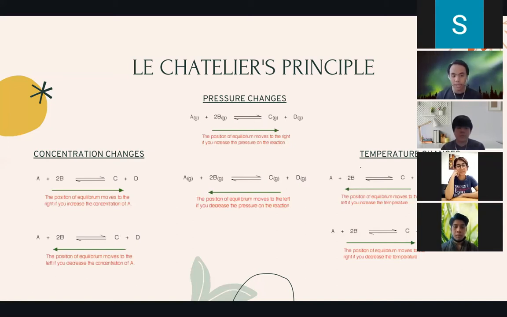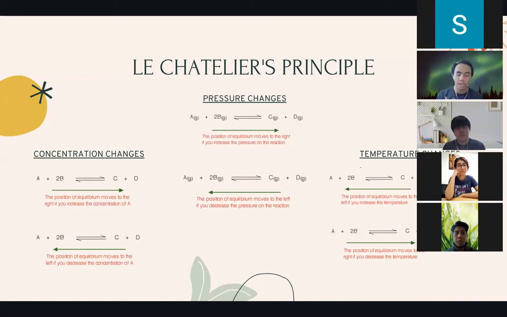The pressure is caused by gas molecules hitting the sides of their container. The more molecules in the container, the higher the pressure will be. The system can reduce the pressure by reacting in such a way as to produce fewer molecules. So in the pressure changes, you can see the diagram. In the diagram, the green arrow moves to the right. This is the condition when we increase the pressure on the reaction.